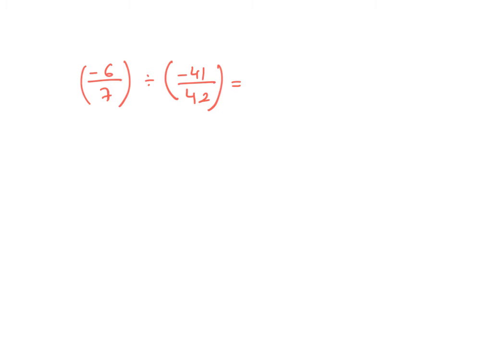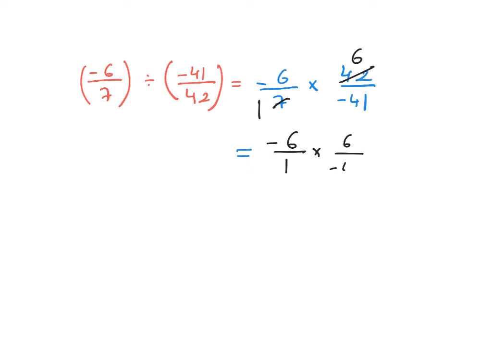All right, so we got this division of fractions, negative 6 over 7 divided by negative 41 over 42. Again, the same rule. We keep the first fraction, negative 6 over 7, change the division to multiplication, then flip the second fraction. We get negative 42 over negative 41. We can simplify again to avoid big numbers. 7 goes into 42 six times, because 6 times 7 is 42. So here we have 1, and we get negative 6 over 1 times 6 over negative 41.